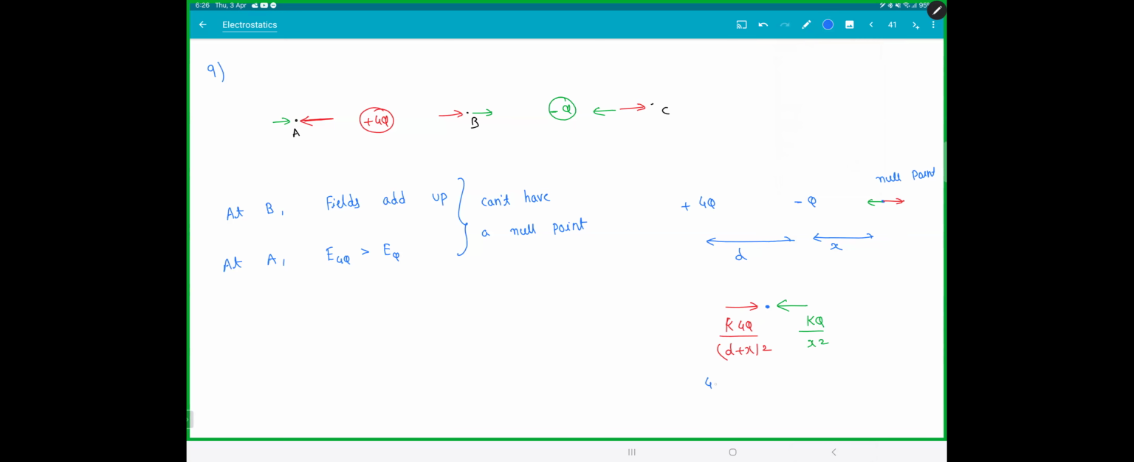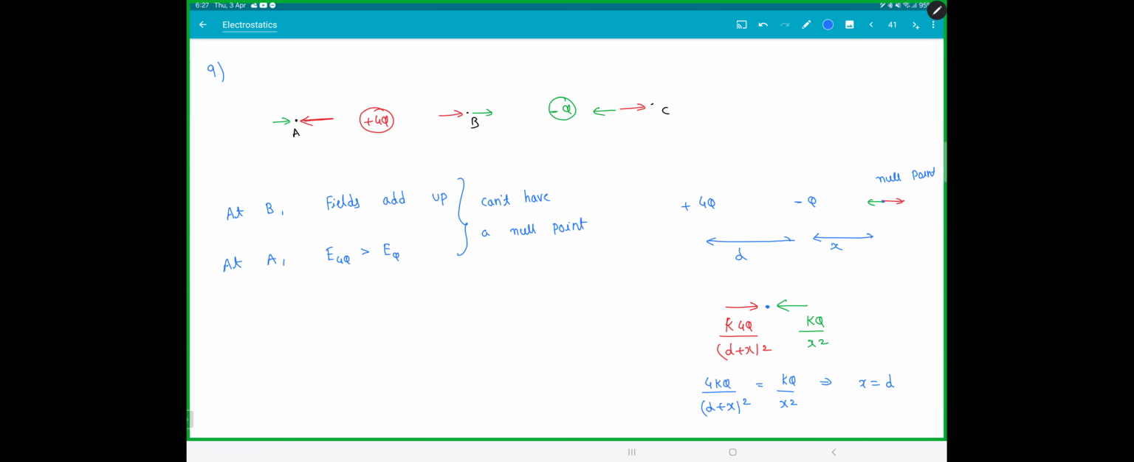So if I equate these two, 4kq by (d plus x) whole square is equal to kq by x square. Kq will cancel. You'll end up with d is equal to x, or x is equal to d. Is that making sense, everyone? You have a null point on the right hand side, not in the middle. Clear?